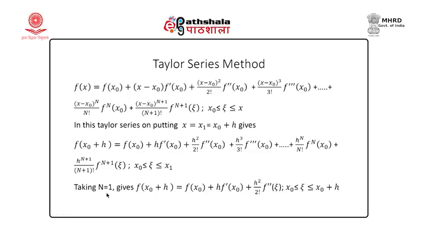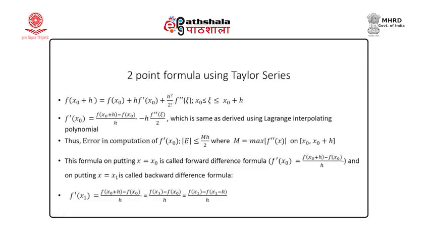So, if we take n equal to 1, meaning we are only going up to first degree term, we can say that f x 0 plus h is f x 0 plus h f dash x 0 plus the remainder term, our n is 1. So, h square by 2 factorial, second derivative at xi where x 0 less than equal to xi less than equal to x 0 plus h. And so, we have the 2-point formula using Taylor series, the same formula which we have written.